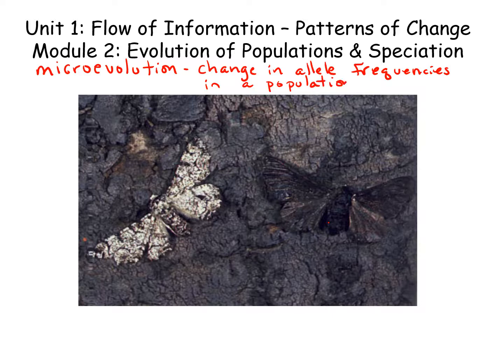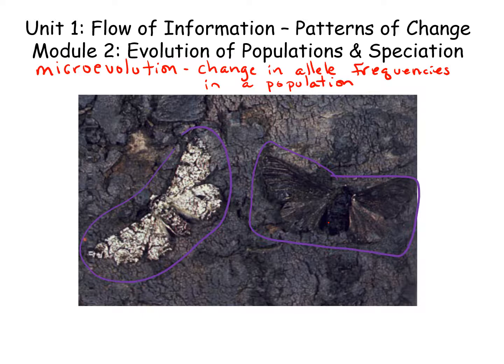So in this image we have two different forms of the peppered moth. There's the dark form and a lighter speckled form. Now on this particular tree trunk, the tree trunk is dark, and so the dark moth blends in very well, and the lighter colored speckled moth stands out, and so it's more likely to be eaten by predatory birds.